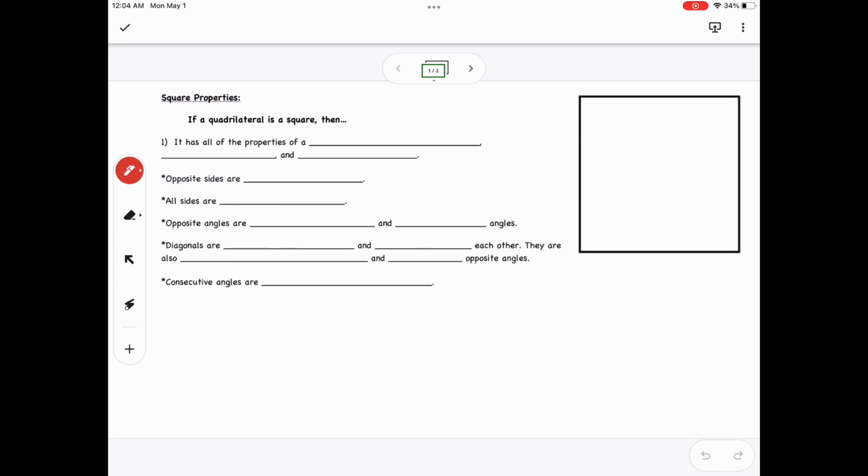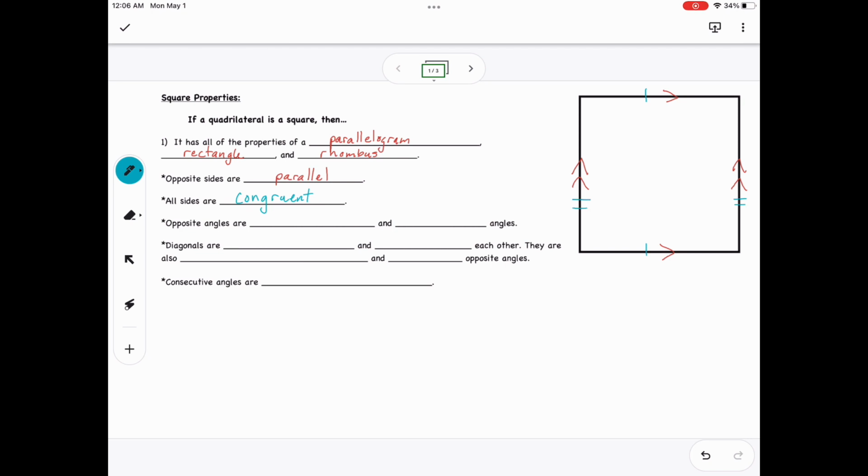So if a quadrilateral is a square, then it has the following properties, just like a parallelogram, a rectangle, and a rhombus. Opposite sides are going to be parallel to one another. All sides are actually congruent, kind of like a rhombus.